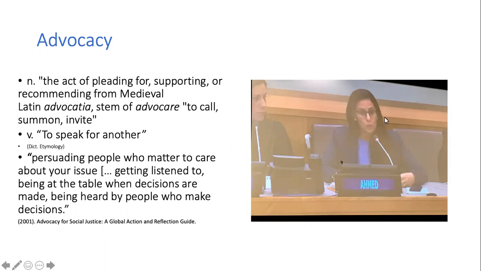And this is our board member, Dr. Ebtisam Ahmed, who is a palliative care pharmacist, speaking at a meeting at the United Nations about the need to ensure access to palliative care medicines. She is advocating there for that particular topic.